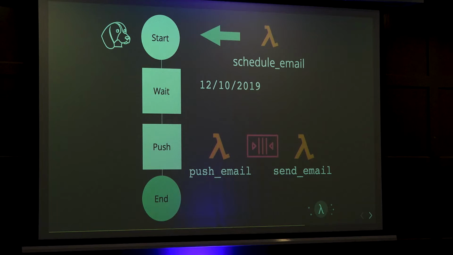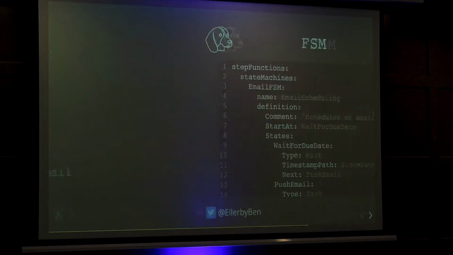So we call a Lambda function to schedule email. That triggers start. It will then wait to a given day, like today. It will then push, which is this step here is calling, can you see my mouse? Yeah, this step here is calling the trigger to a Lambda function, and that Lambda function is pushing onto SQS, which will then get picked up by a send email Lambda function.